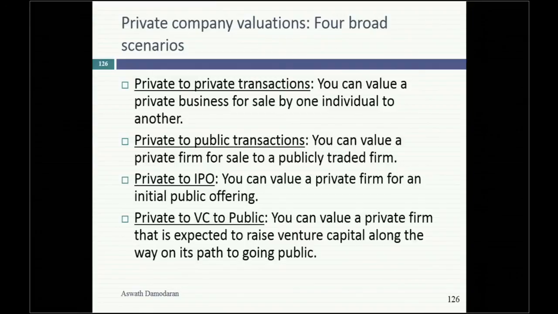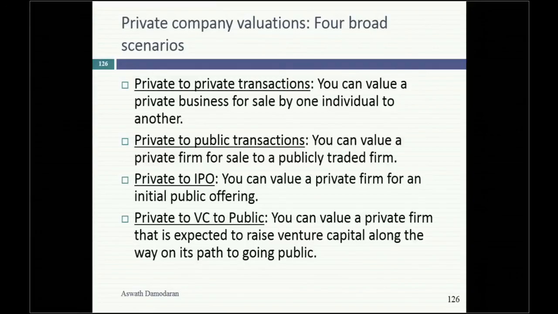Then I'm going to talk about private to public, and these are easy. You know why? Because once this private business gets sold into a public company, it becomes part of the public company. You don't have to worry about liquidity and diversification, so you can value it like any other public business because it's a private to public transaction. You can have a private to IPO. Again, very similar to valuing any other public company because after the valuation it's going to become part of a public marketplace.